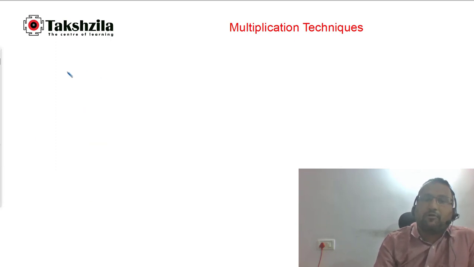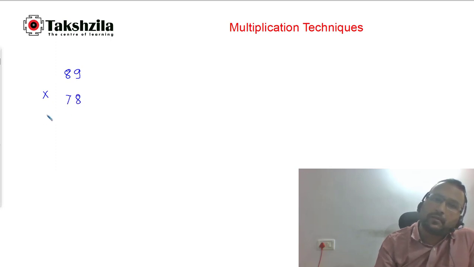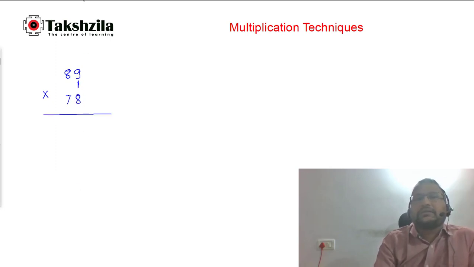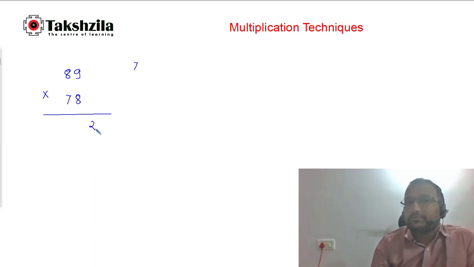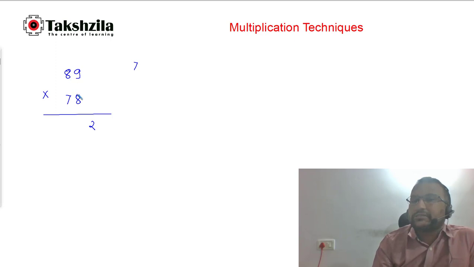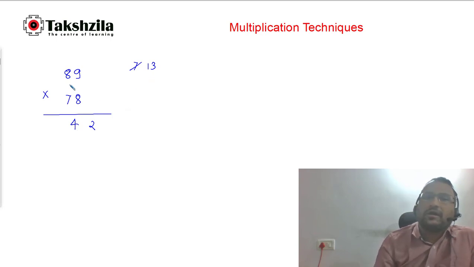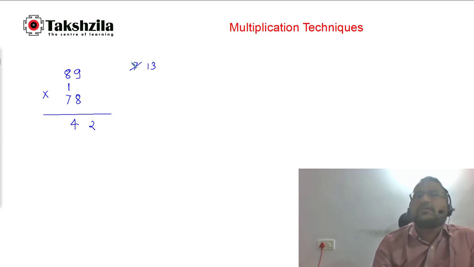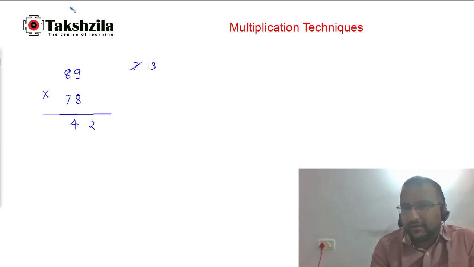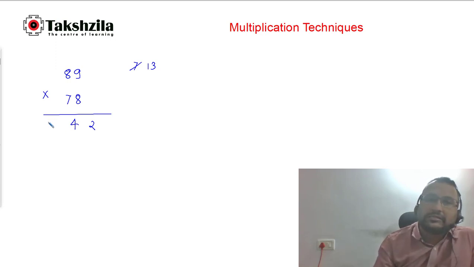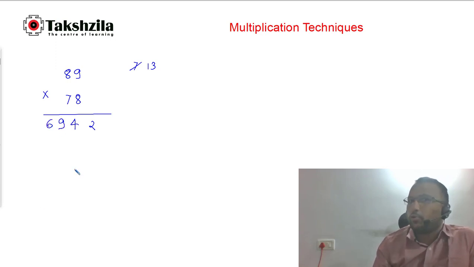Now let's say we want to multiply 89 into 78. Over here 9 into 8 is how much? 72. Now cross multiply: 8 into 8, it's 64, 7 into 9, 63. Now 64 plus 63 is how much? 120 and 7, 127 plus 7, 134. Write only unit digit 4. 13 will become carry. Now 8 into 7 is 56. 56 plus 13, 56 plus 3, 59. 59 plus 10 is 69.